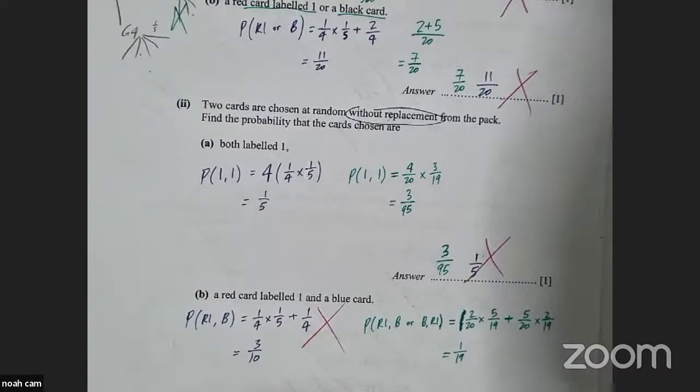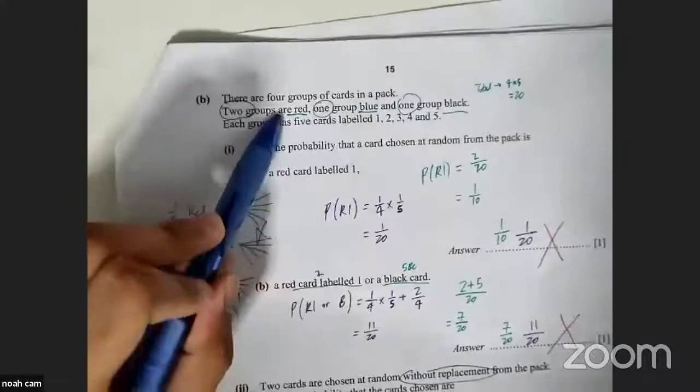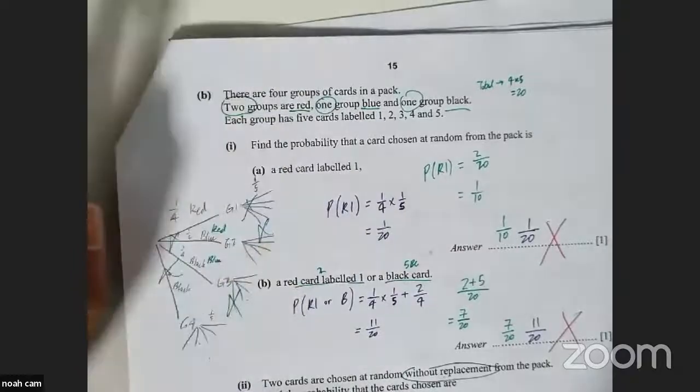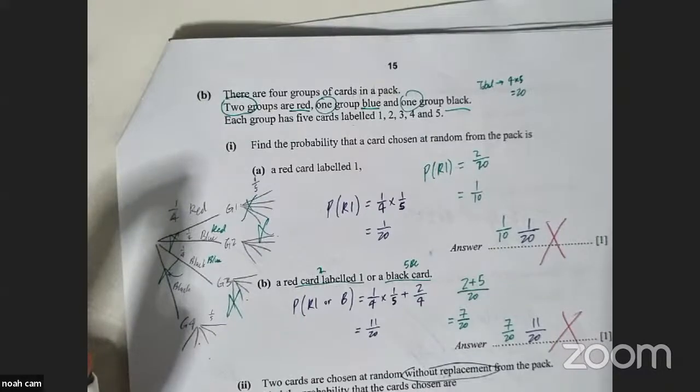Now, what is the numerator for first card label 1? But why? Because there's 1, 2, 3, 4, 5, and there are 4 groups of cards. So why do you say there are 4 cards labeled 1? Yeah, 4 groups, right? So each group has 1, so 4. I'm not sure what you did, but I think 4/20 makes a lot of sense right now.